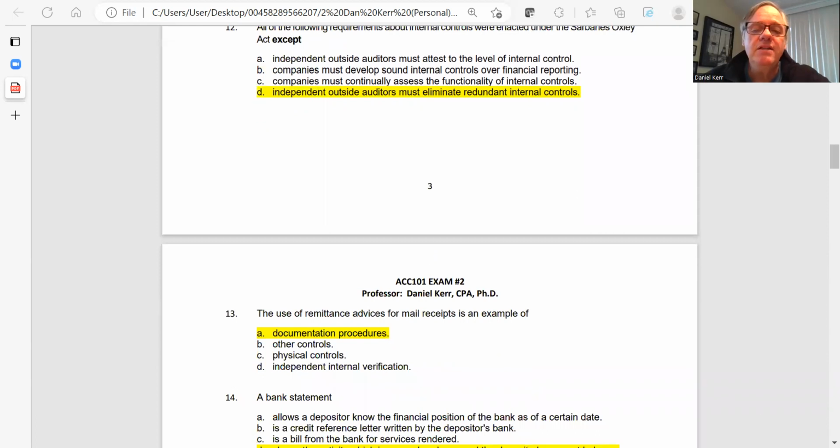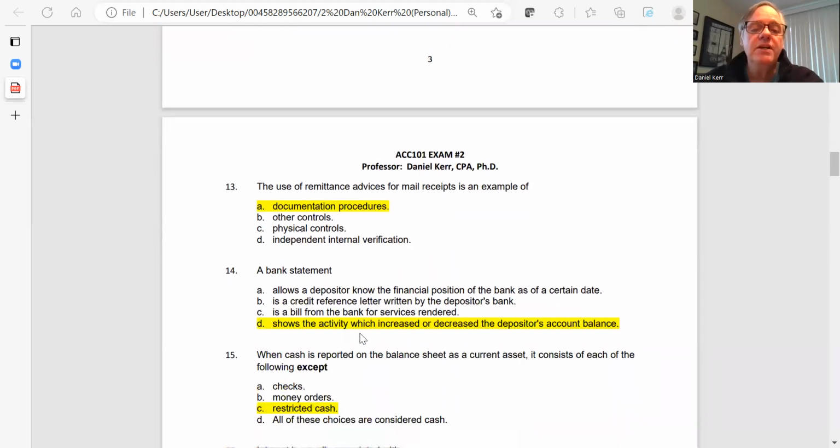The use of remittance advices. These are things that we prepare to show how much cash is received. That's an example of a documentation procedure. Anytime you have source documents to document a transaction, that's documentation, and a remittance advice would be a form of documentation. Number 14, a bank statement.